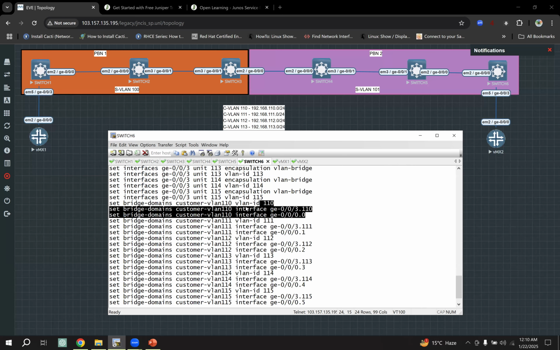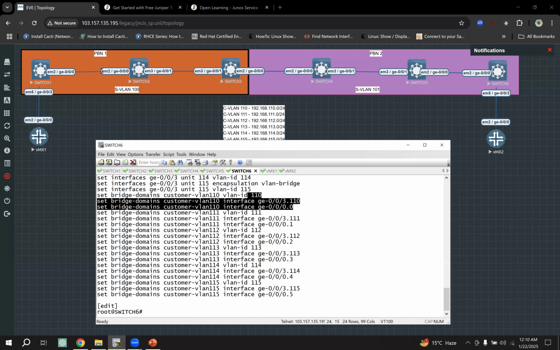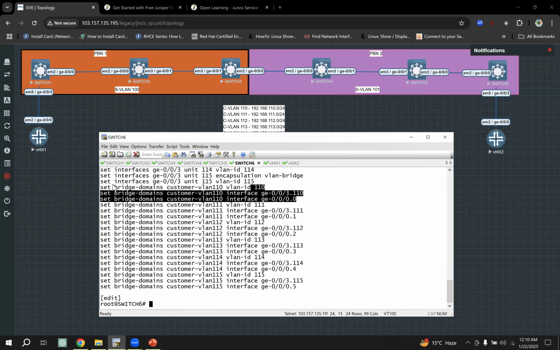So this is the configuration when you consider a multiple provider based network in your requirement. This is the example of SVLAN and CVLAN, and this is the example of SVLAN, and this will be the configuration.